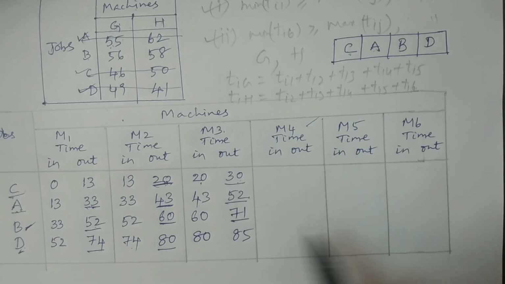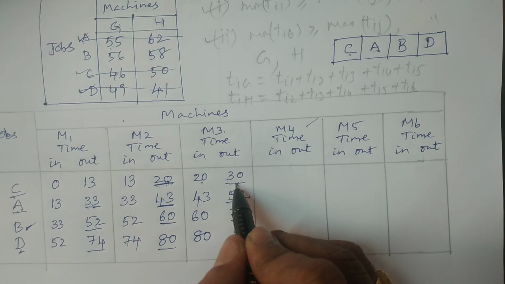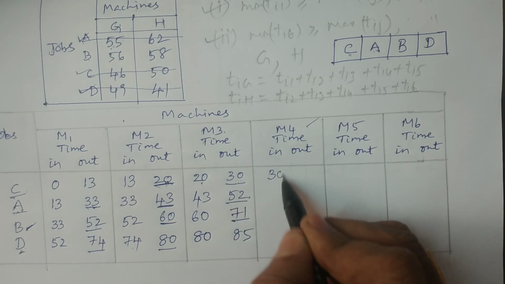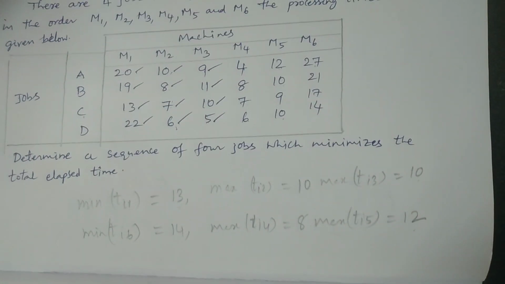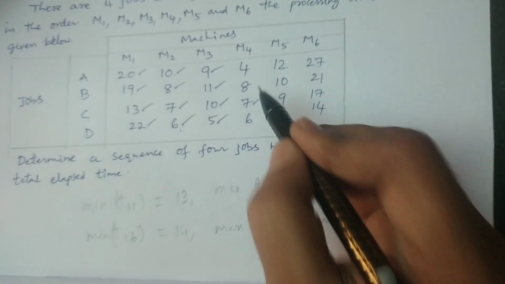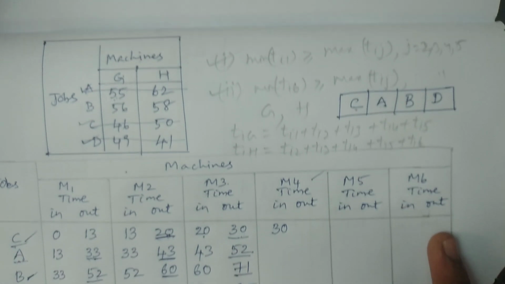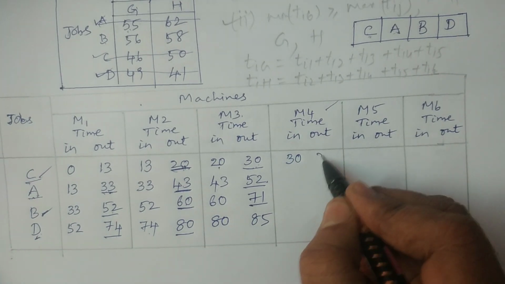Mission 4, the time in for the first job is the time out for the first job on mission 3. So hence it is 30. 30 plus the processing time of job C. These are the processing times of mission 4. Job C is 7. So 30 plus 7 is 37. Clear? 30 plus 7, it is 37.